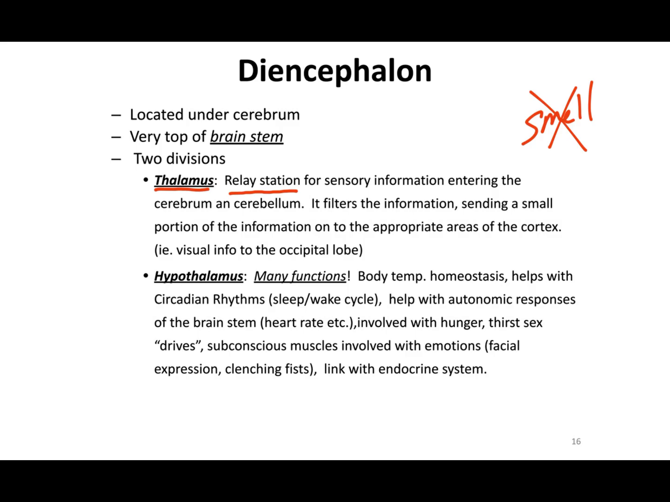So if we see something, it comes in, goes up the brainstem, and the thalamus sends it to where it's got to go. Touch sends it to the right area. Touch from my foot gets sent to a different area from touch from my hand, from my face. So this relay station is super important.